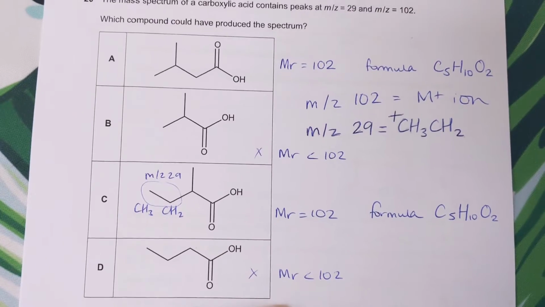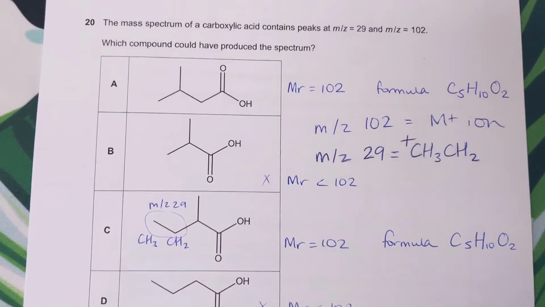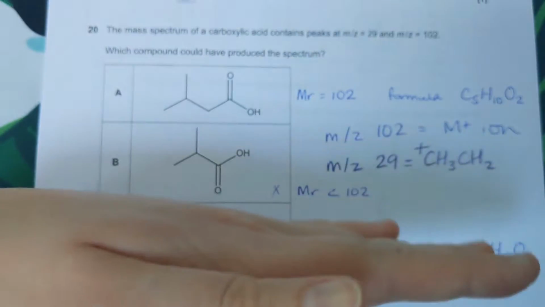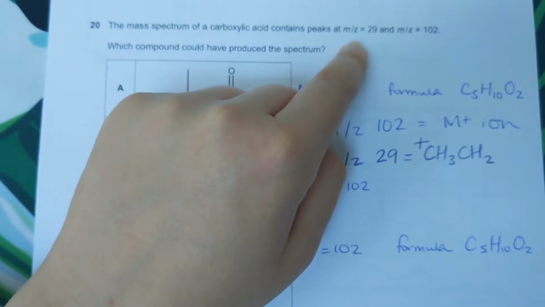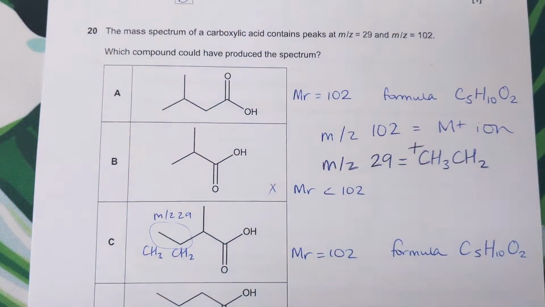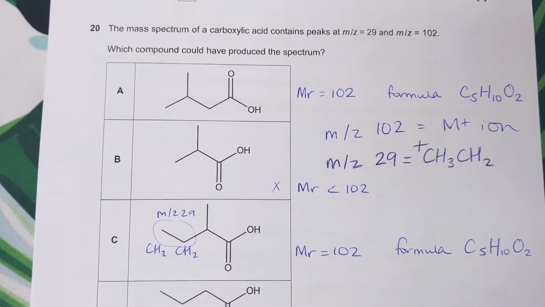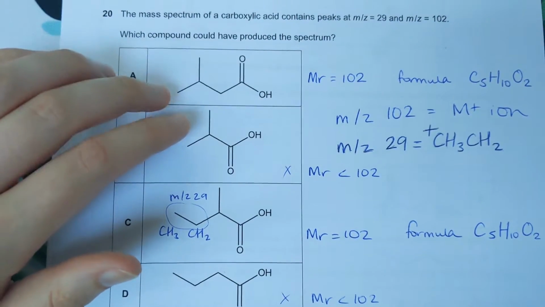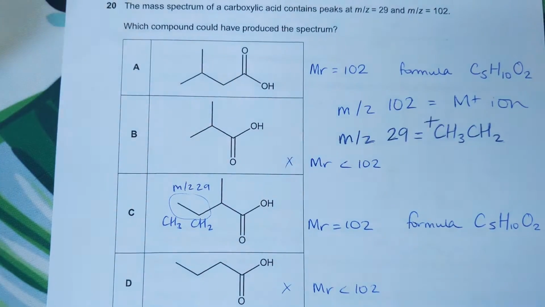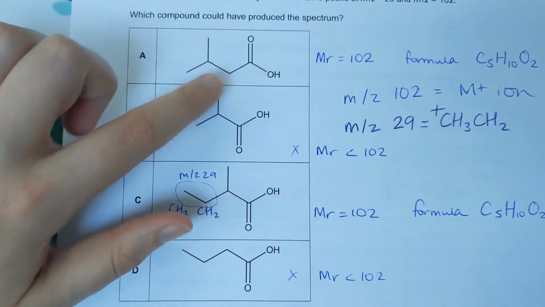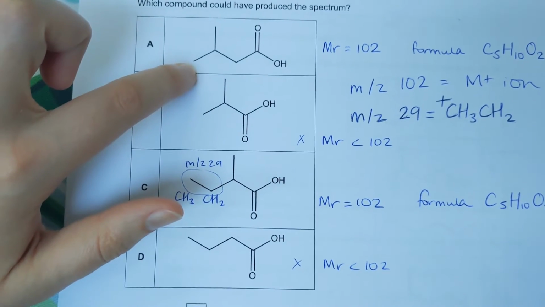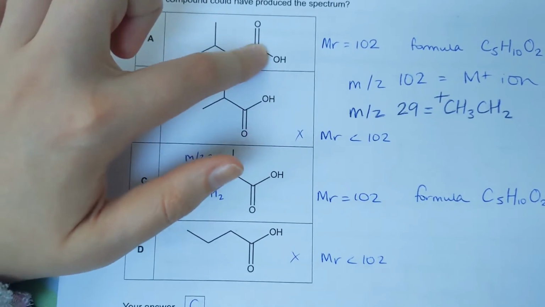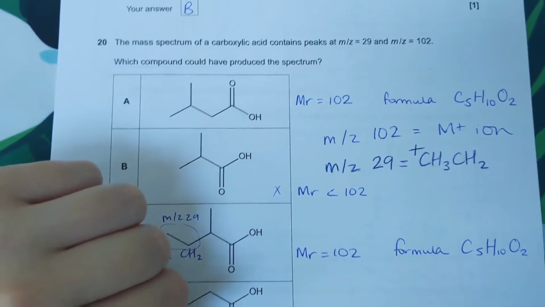This next question: the mass spectrum of a carboxylic acid contains peaks at m/z, so that means mass to charge ratio. It's the numbers on the x-axis on the mass spectrum. So at m/z 29 and m/z 102, which compound could have produced the spectrum? So we need to translate in our heads, if you like, these skeletal formulae into displayed. So at each point there's a carbon, there's a CH3 here, we just don't show the hydrogens, CH, another CH3, this is a CH2, a carbon, and here's the carboxylic acid group.